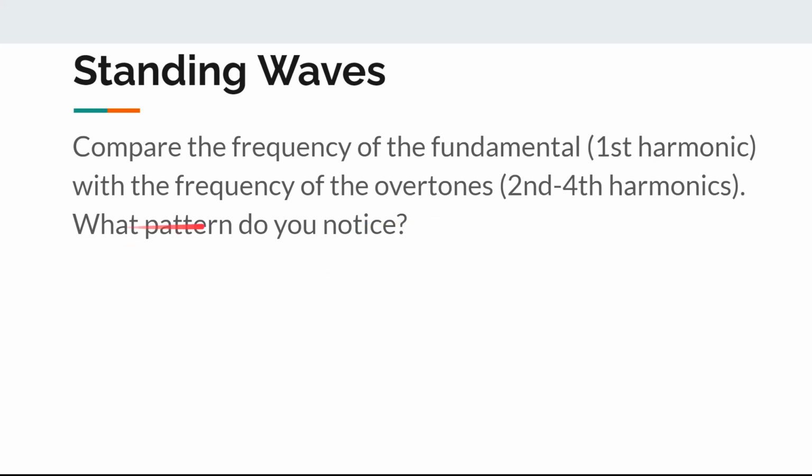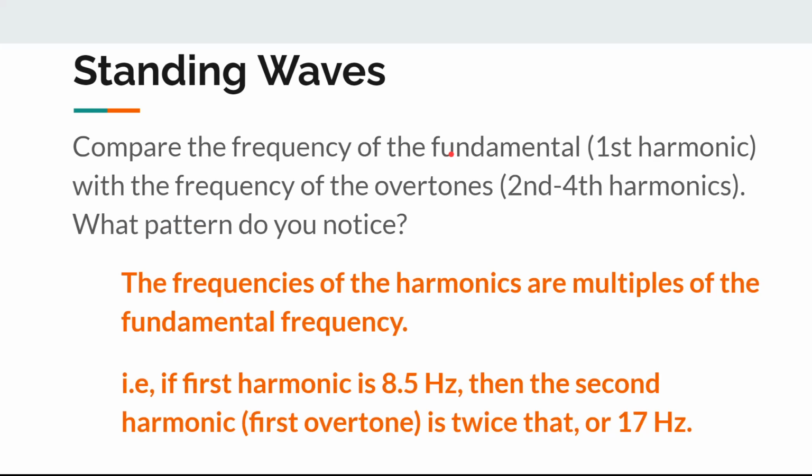But the pattern we noticed, we just looked at it. The frequencies of the harmonics are multiples of the fundamental frequency. So if the fundamental frequency is, let's say, for example, 8.5 hertz, then the second harmonic or first overtone would be twice that. 8.5 times 2 is 17 hertz. The third harmonic would be 3 times that. You can multiply it by 3. 25.5 hertz, so on and so forth.